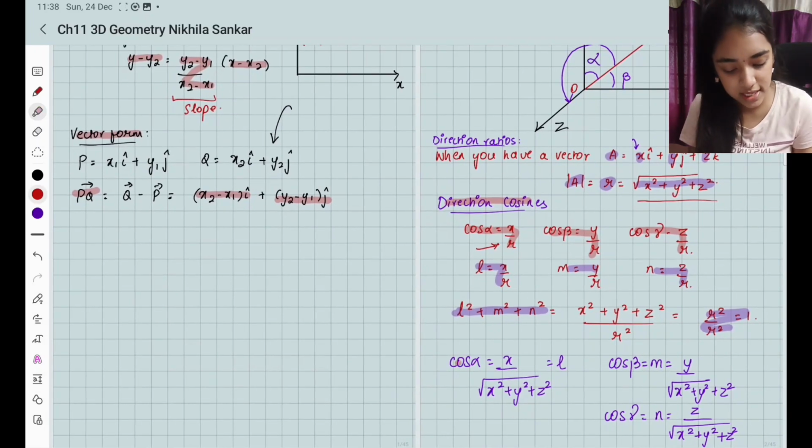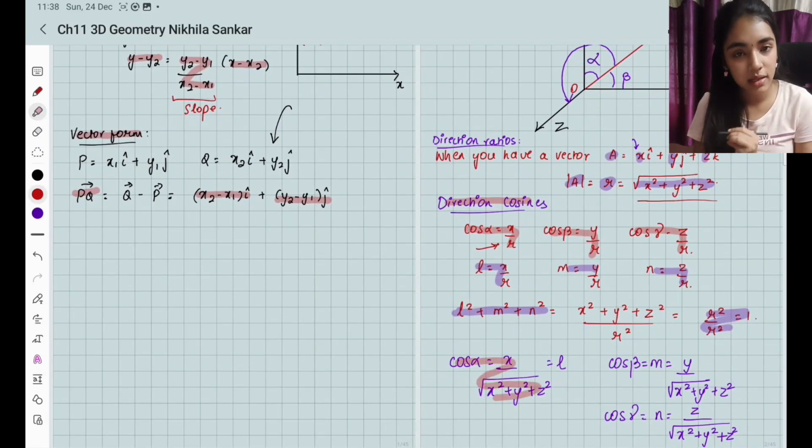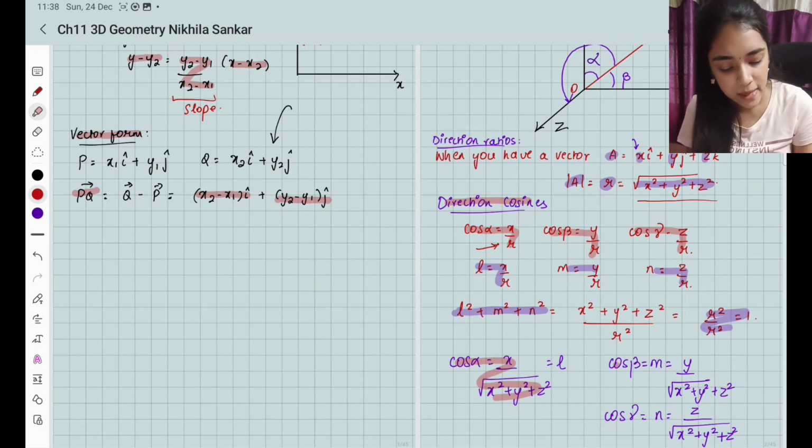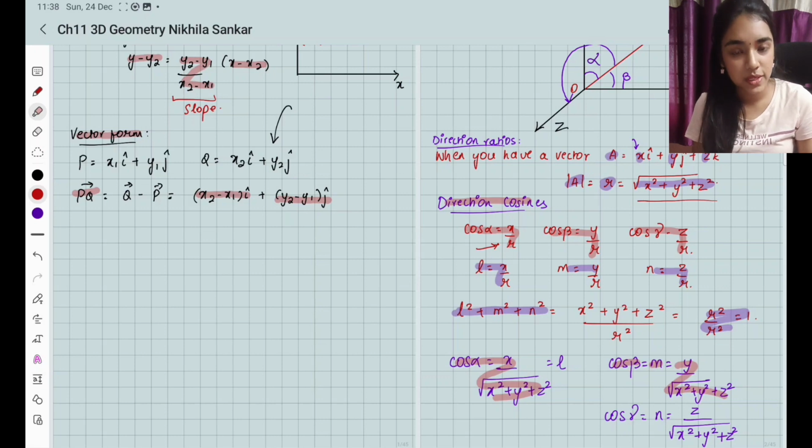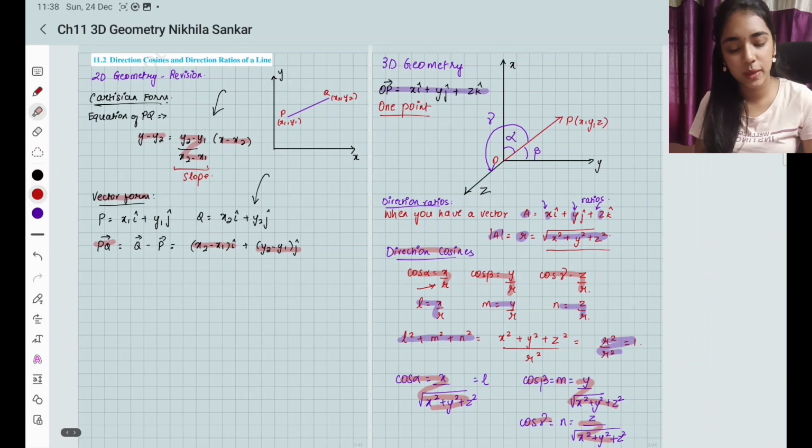So I have written it as cos alpha equals x divided by r க்கு பதிலா square root of x square plus y square plus z square. Cos beta is going to be m, which is y divided by square root of x square plus y square plus z square. And cos gamma is z divided by square root of x square plus y square plus z square.